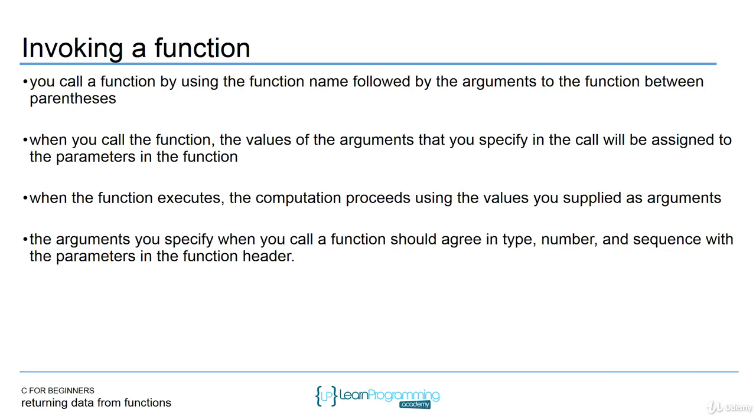The arguments you specify when you call a function should agree in type, number, and sequence with the parameters in the function header. Order also matters. I didn't emphasize that. But if it says int x, double y, you first have to pass in the int, then the double. You can't pass in the double and then the int. The order is very, very specific. So make sure you pass the data as arguments when you invoke the function the same way as the function is declared in the parameter list in the function header. Pass in the right types as well.